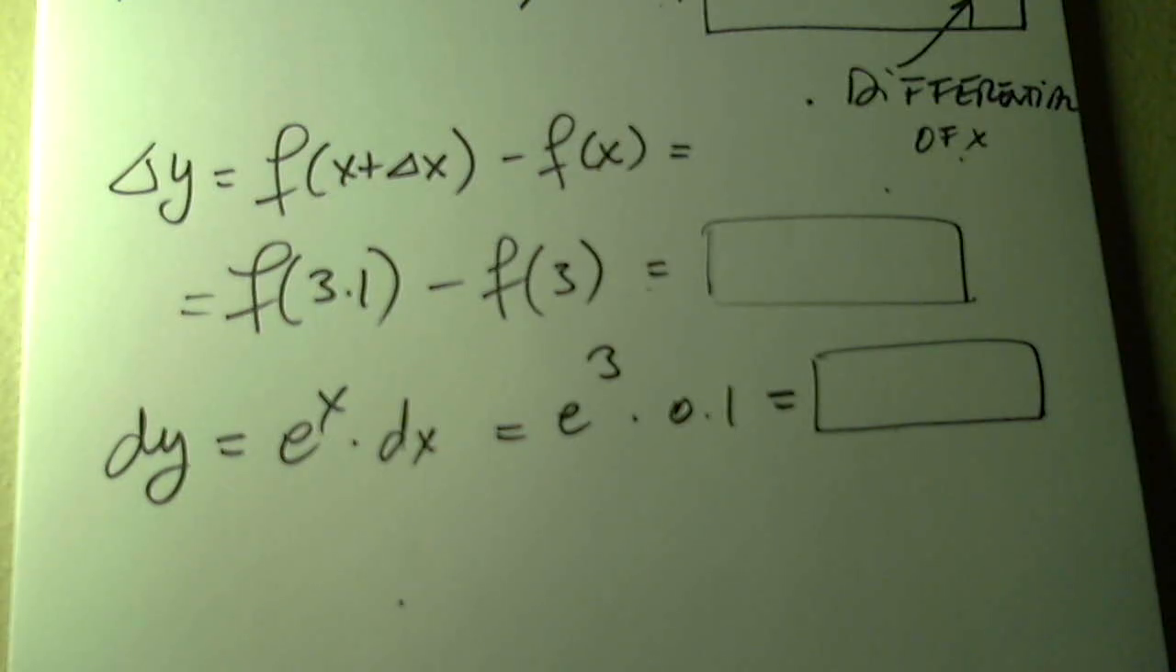Good. So we have e to the power 3.1 minus e to the third power. Good. So this is f of 3.1 minus f of 3. And now let's see what we get with the differential. e to the third multiplied by 0.1.